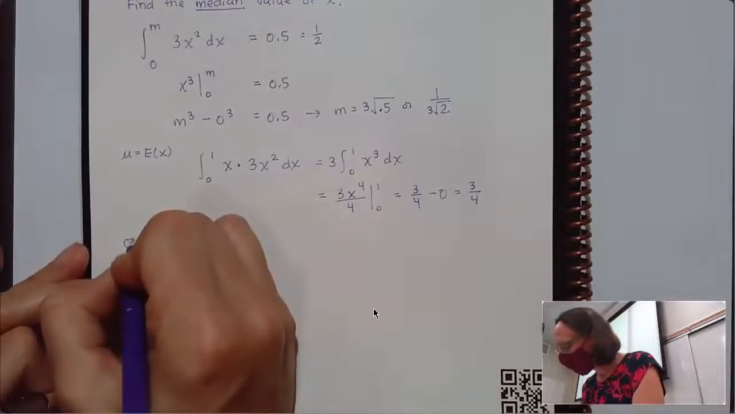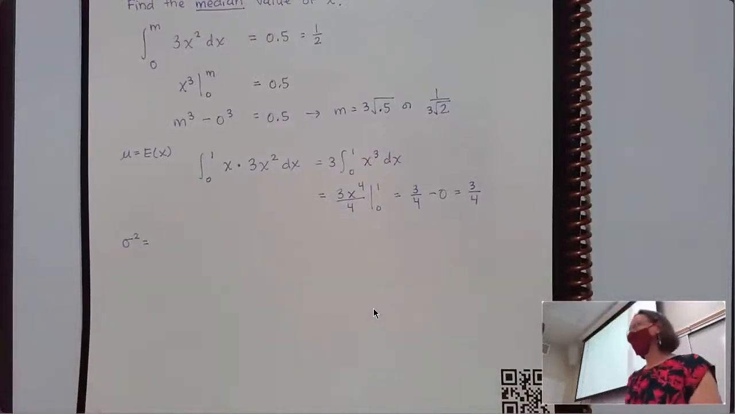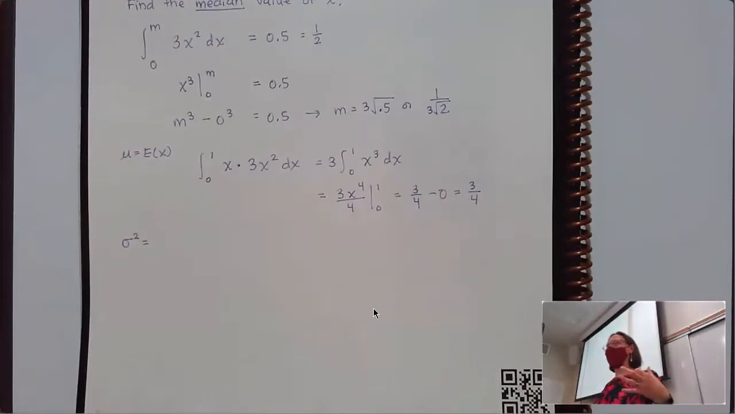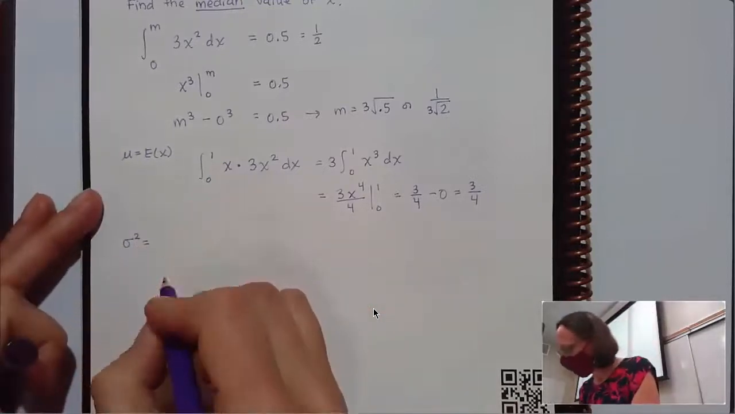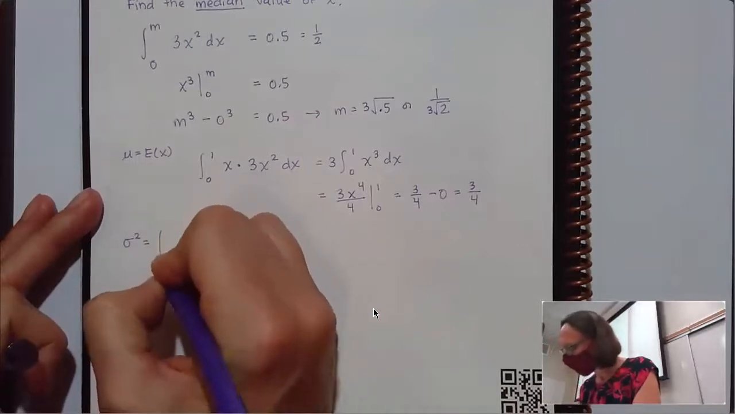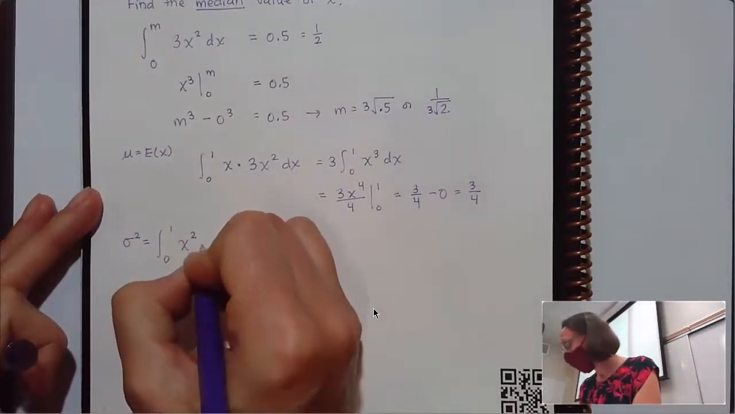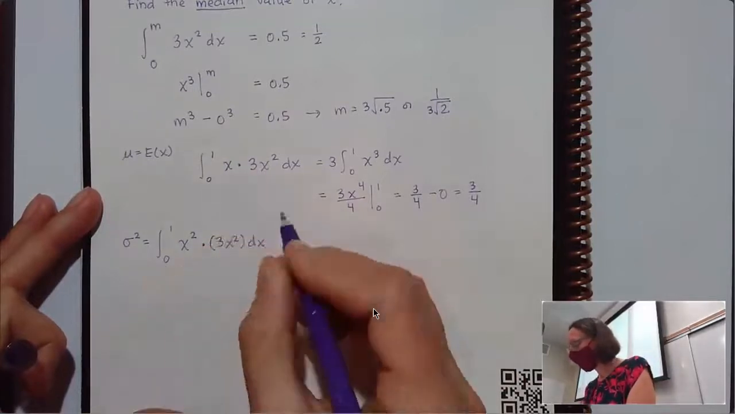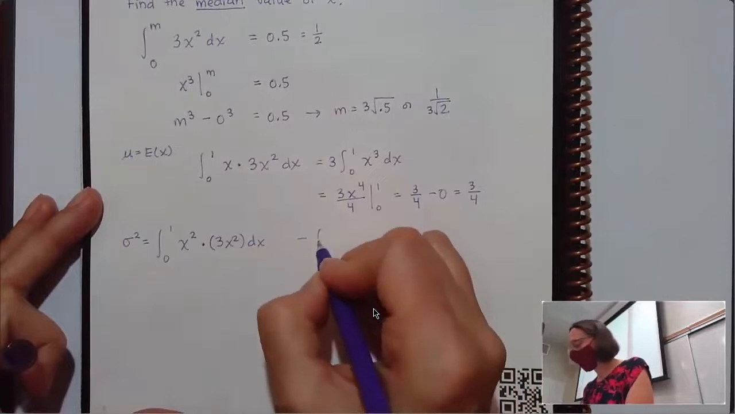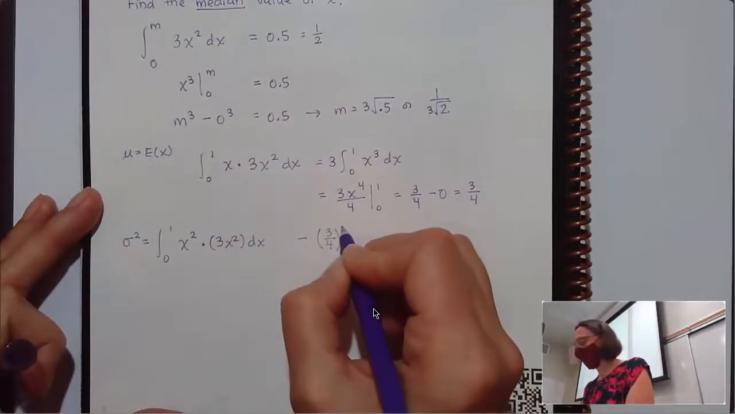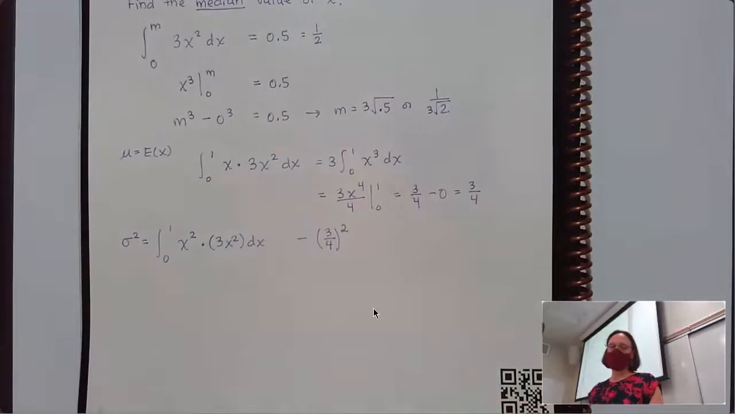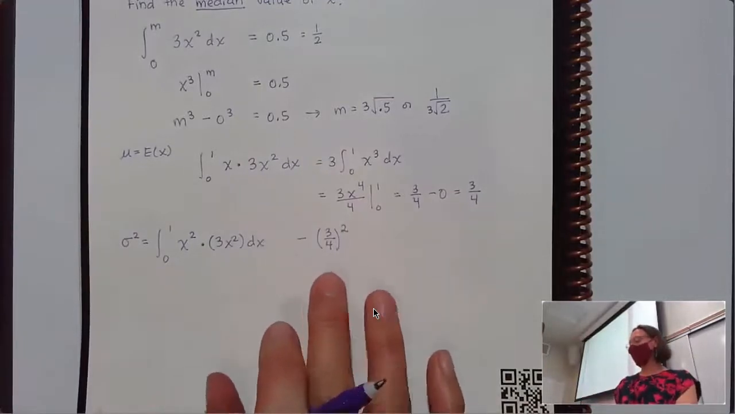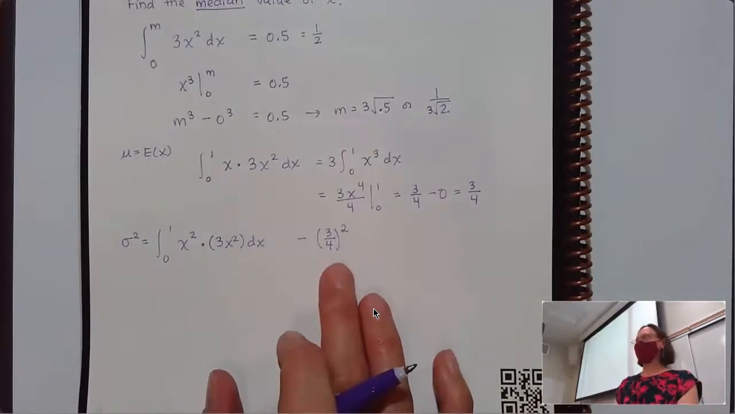To find that variance, I'm going to choose what our book calls the alternate formula. If you were in a stats class, I would just call that the variance formula. We are going to be integrating from 0 to 1, x squared times our density function. And when we're done with the integral, we subtract off the mean that we just found, squared. I like to give lots of separation to remind myself I'm not integrating this piece.